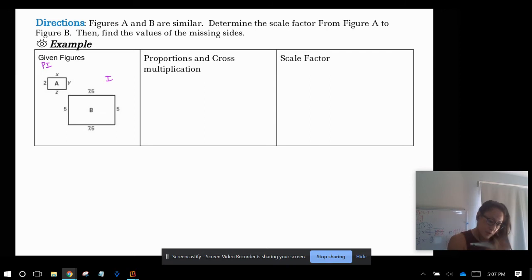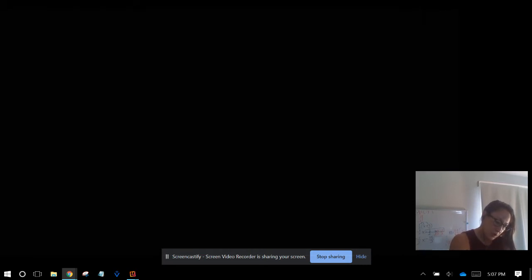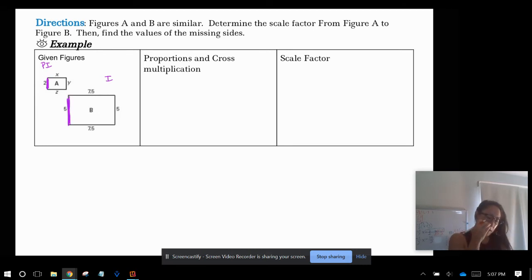So I'm going to start by saying that the image length is 2 over 5, because the side lengths have two defined numbers. I'm going to use those because they're going to help me solve for the rest of the side lengths. So I'm looking for a set of side lengths that have actual values. I do image over pre-image. I'm just going to write that over here so I don't forget. I do 5 over 2.